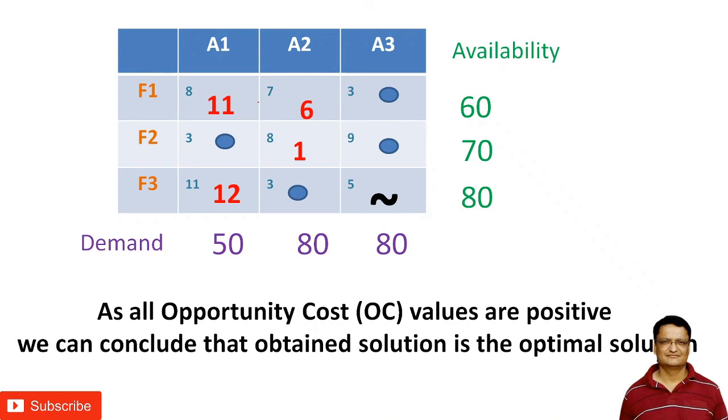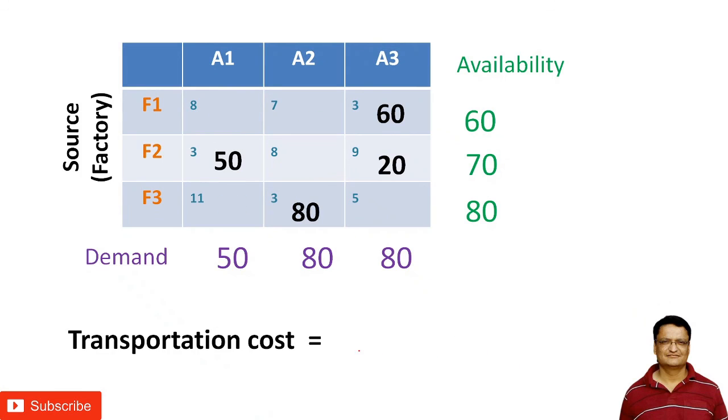If there were any value with a negative opportunity cost, we would have to take a different approach and make the allocations, for which you can see my other video. But for this example, as all the values of opportunity cost are positive, we can say that the obtained solution is optimum. The last step is to calculate the transportation cost.